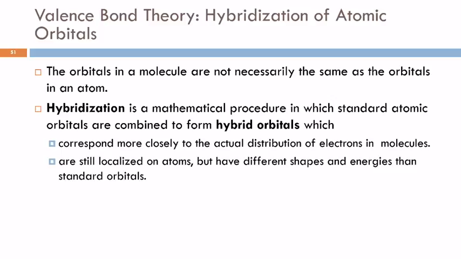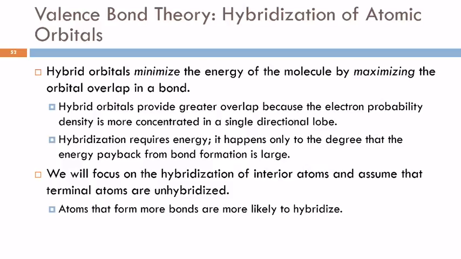Okay? And we're staying away from all the math of that, but there are people who do all the math. So when we hybridize these orbitals, they're going to correspond more closely to the actual distribution of electrons within the molecules. They're still localized on the individual atoms, but they're going to have different shapes and energies than the atomic orbitals did. So let's look at how this would work. The hybrid orbitals are going to minimize the energy of the whole molecule by maximizing the overlap. The more overlap there is, the more stable it's going to be.